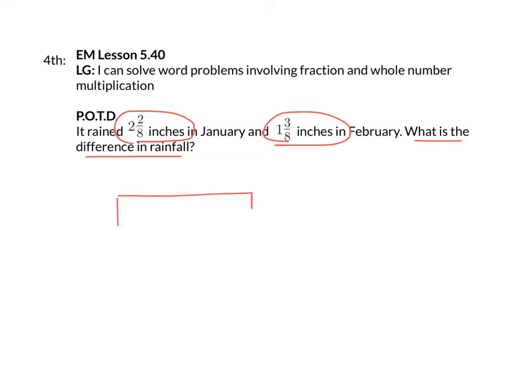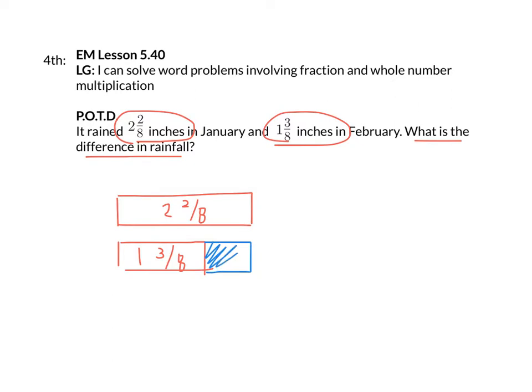So whenever you find these problems, it's helpful to draw two tape diagrams. We can show in January there was 2 2/8 inches, and in February there was less. There was only 1 3/8 inches. And if we're trying to find the difference, we want to find out how much more there is over here. This is what we're trying to find. What math equation could we do in order to figure this out now that we've drawn a picture?